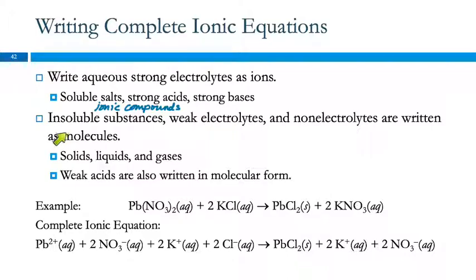Anything that's insoluble, a weak electrolyte or a non-electrolyte are written as molecules because they do not separate completely or at all sometimes. So if you have something that has the state solid, liquid, or gas, you leave it alone. And if you have a weak acid, those are also written in molecular form. So the book doesn't tell you which are the strong acids yet, so I'll just jump the gun and tell you.